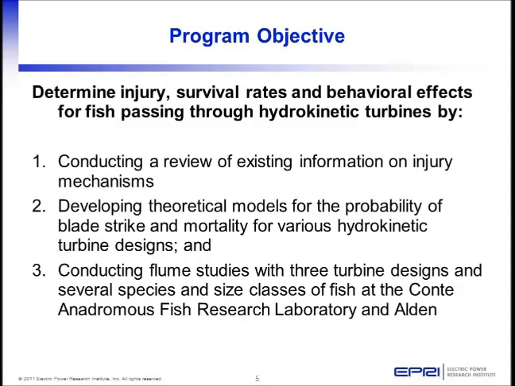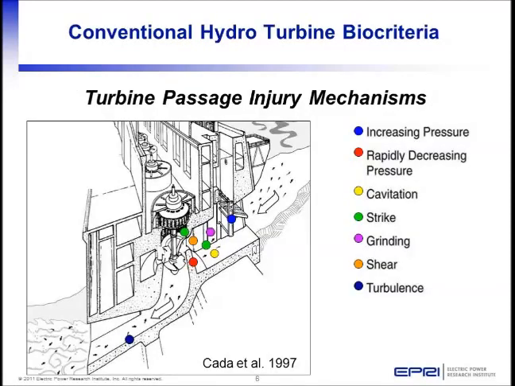Next slide, please. As far as conventional hydropower turbines and the applicability to hydrokinetic turbines, the turbine passage injury mechanisms are depicted in this slide, and they include changing pressure, cavitation, strike, grinding, shear, and turbulence. And the locations where these can occur in a conventional hydroturbine environment are depicted in this figure, provided by Glenn Schott at Oak Ridge National Lab.